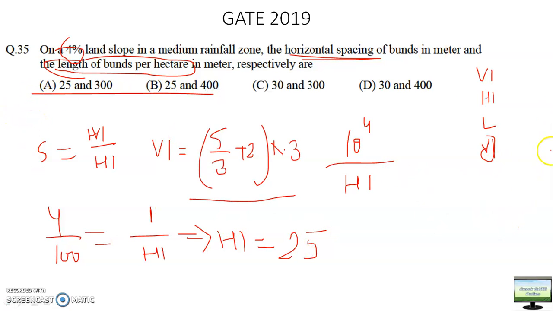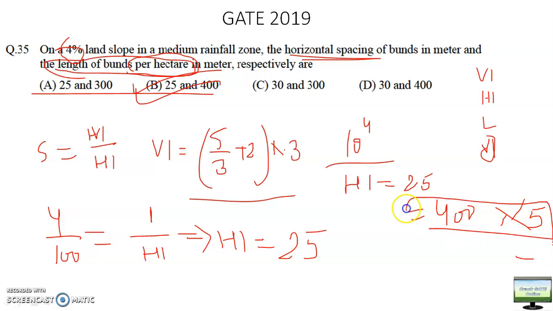So I told you the formula here, so here you got 25 as Hi. So 10,000 divided by 25 will become 400. So option is B. And if it is written in per hectare, what if it is asking for 5 hectare? What if he writes length of bund in 5 hectare? So you multiply this 400 into 5, so that will become 2000. Okay, so for this question answer will be B.